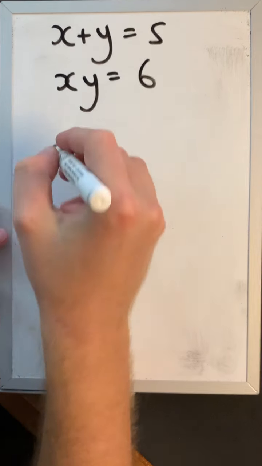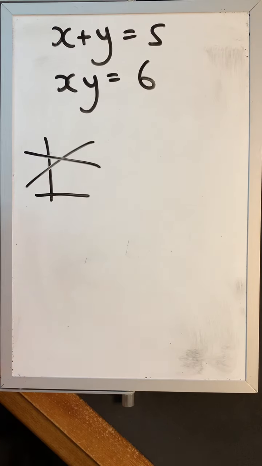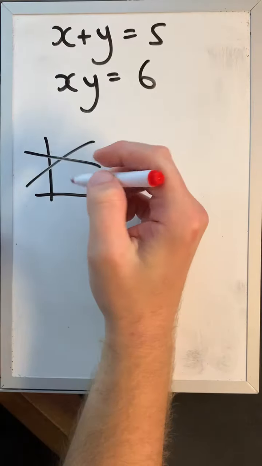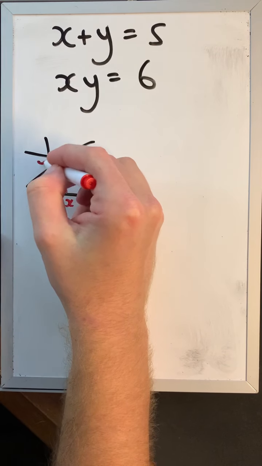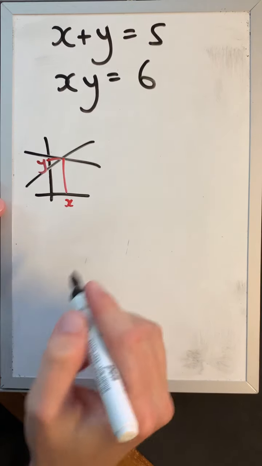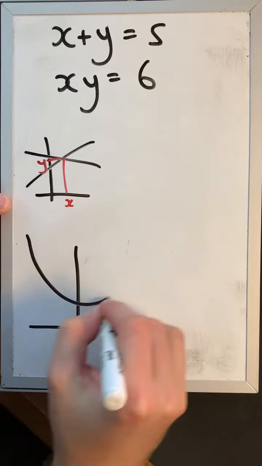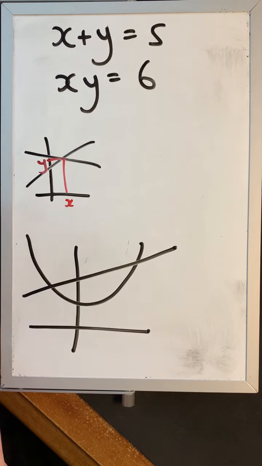Okay, so we saw that a linear equation graph looked something like that, for example, and you would get the x and y value from there where they intersect. And a non-linear set of equations could look something like this.